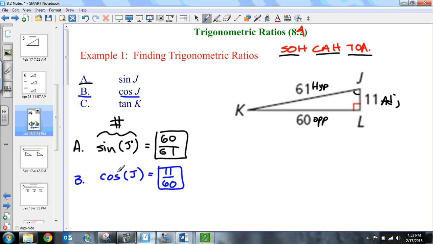Now remember, cosine of J, this is a number. I treat it like a number. It has a value of 11 over 60.